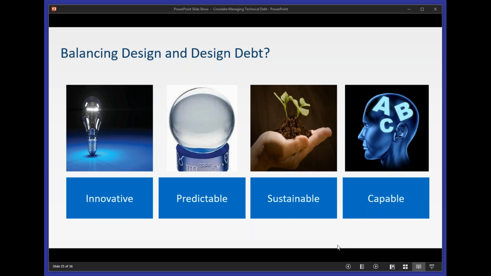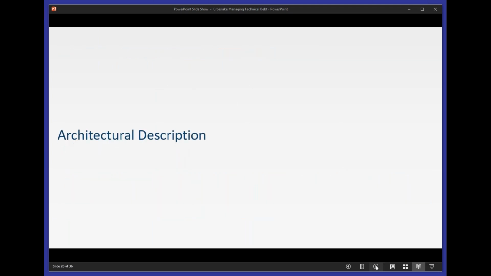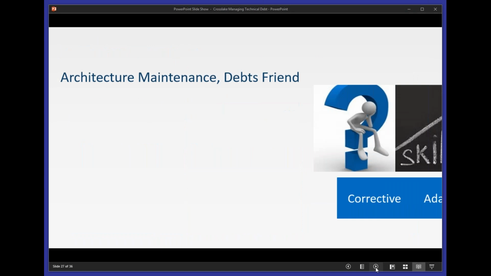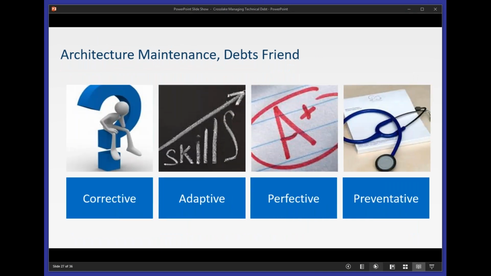And really the capabilities to support that, based on some of the topic areas that we've talked about so far in this webinar today. Architectural description, so again, interactions between groups, common languages, coupling in terms of modularity, interdependencies, also become those flags in the framework to really consider, the measure of current state, but also how to address the target state when we think about managing this moving forward. Architecture maintenance is debt's friend. So corrective maintenance, adaptive maintenance, perfective maintenance, and preventative maintenance.